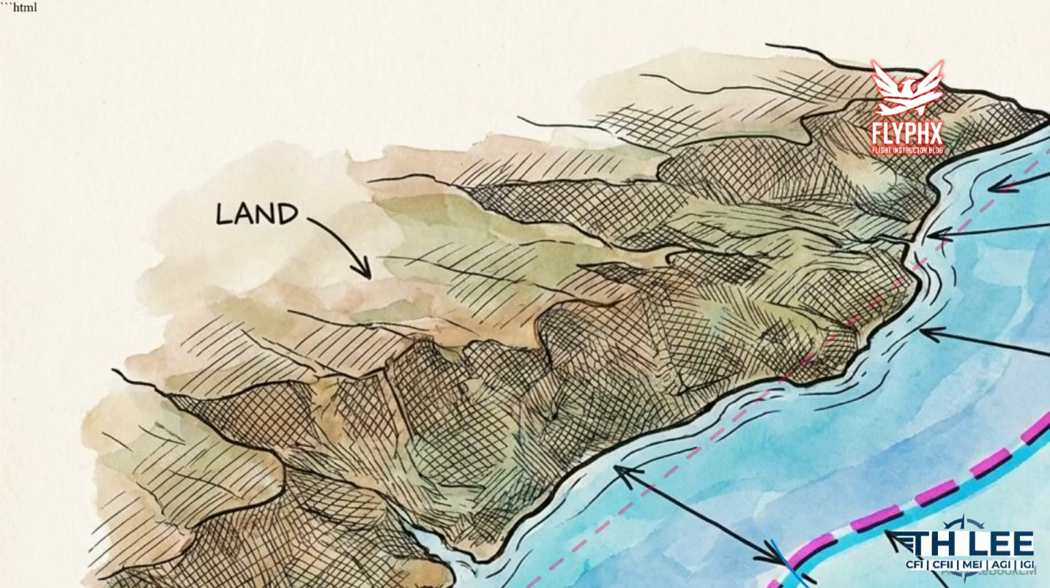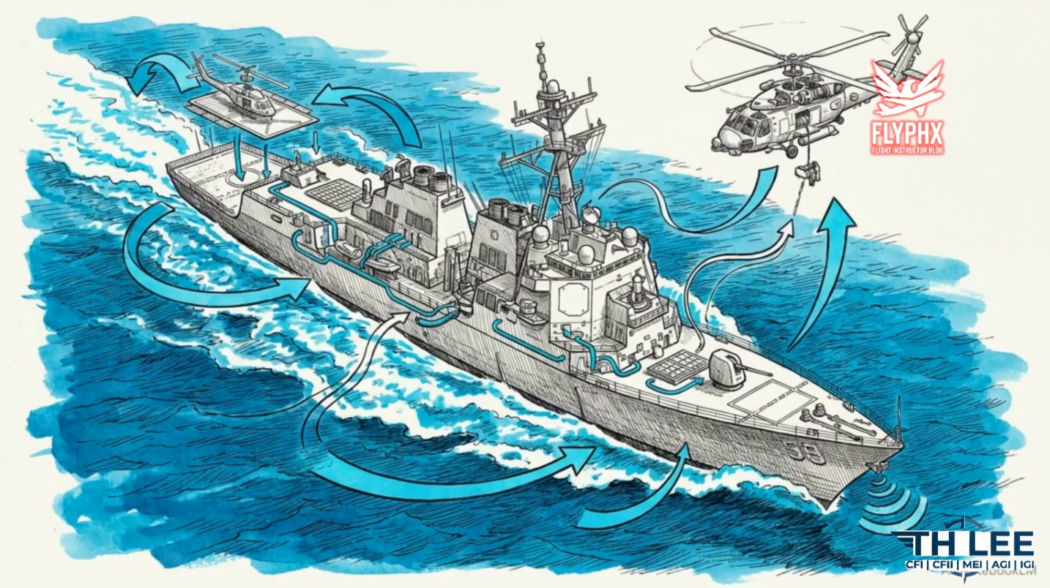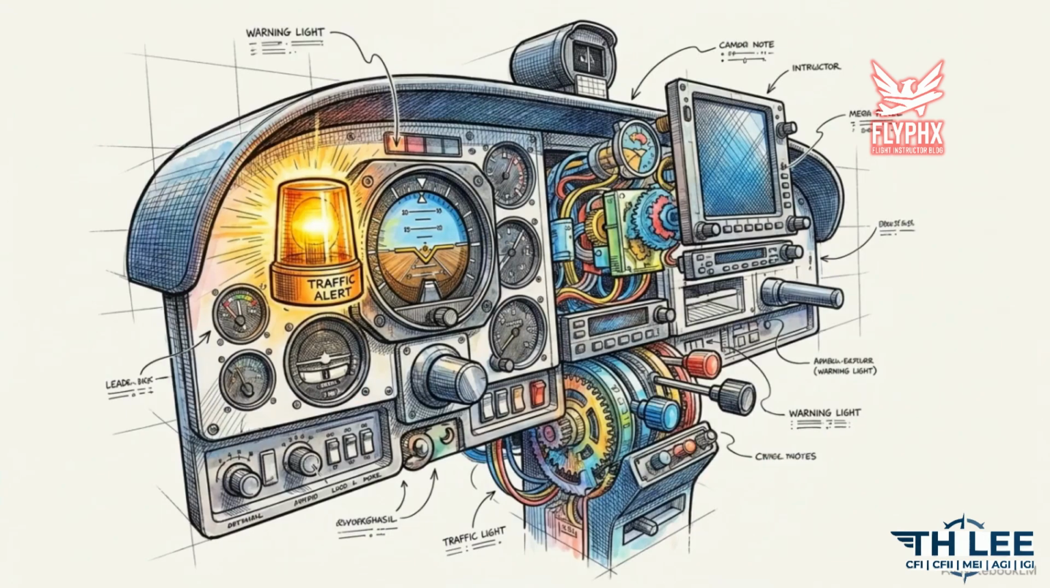Warning areas also use blue comb lines. These extend 3 nautical miles off the coast. Their purpose is to warn non-participating pilots of potential danger over domestic or international waters. Because of their location, you do not need permission to enter, but extreme caution is required.